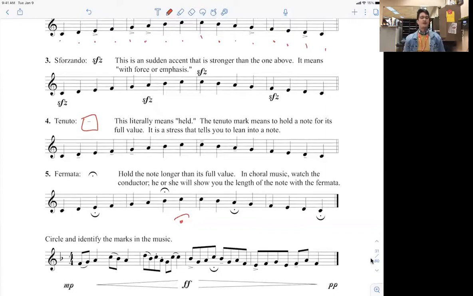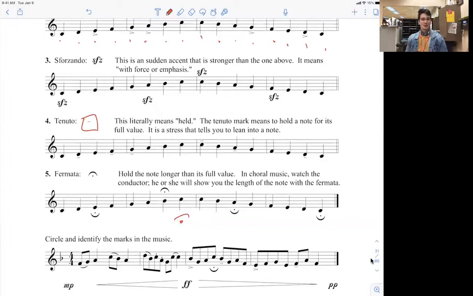So number 5: do, re, mi, I hold it out for as long as I want. Fa, sol, la, ti. Do, ti, la, so, fa, mi, re, do. So you hold the notes out under a fermata as long as the conductor tells you to, or as long as you want to if you're directing yourself.